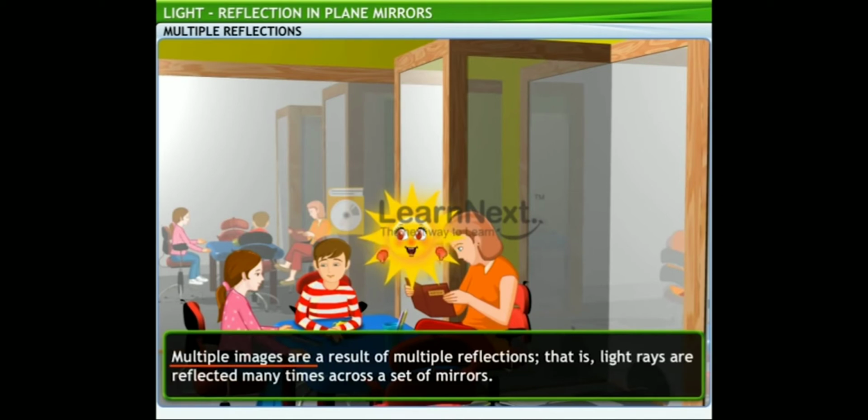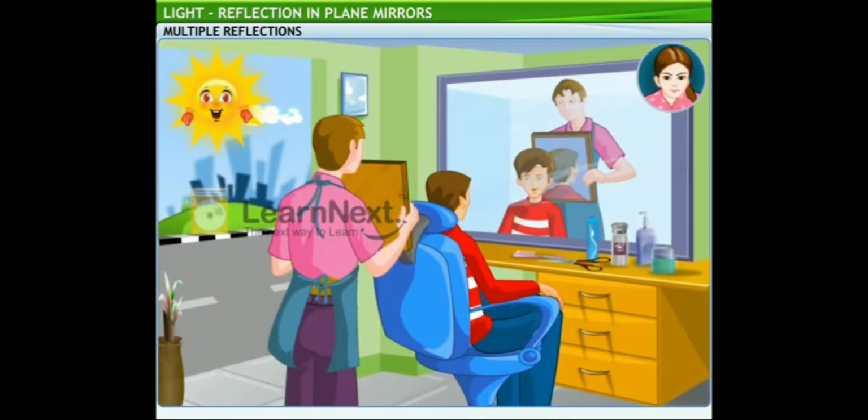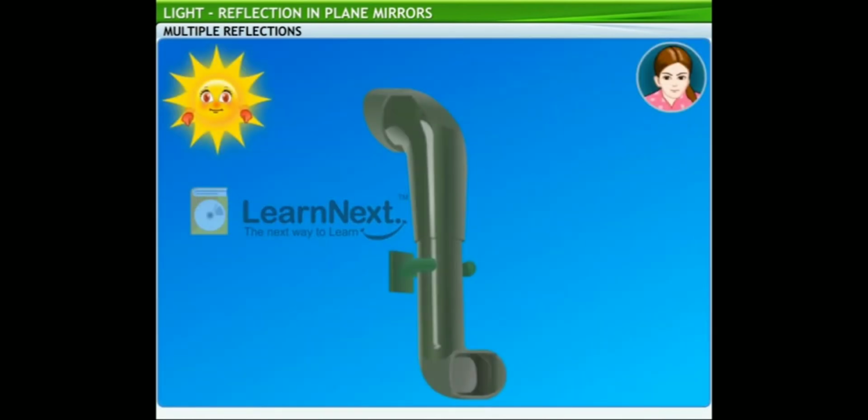Multiple images are a result of multiple reflections. That is, light rays are reflected many times across a set of mirrors. Some other examples of multiple reflections are found in mirror maze, saloon, periscope.